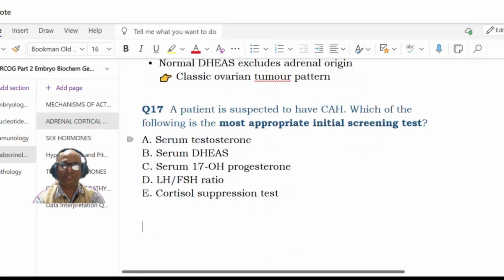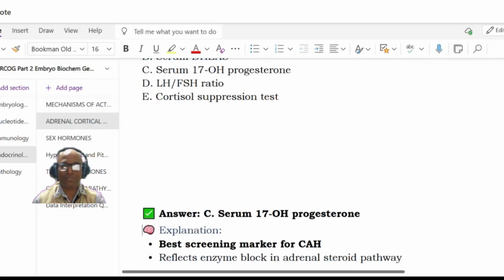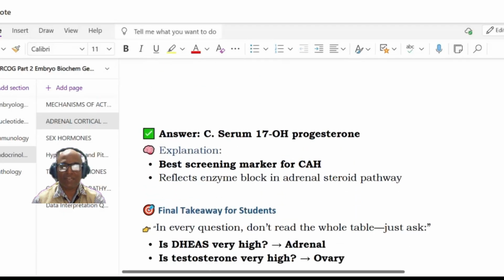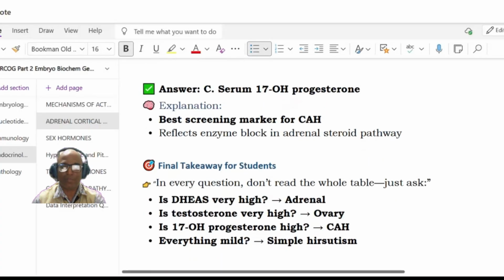Next. A patient is suspected to have congenital adrenal hyperplasia. Which of the following is the most appropriate initial screening test? Serum testosterone, serum DHEAS, serum 17-hydroxyprogesterone, LH/FSH ratio, cortisol suppression test. Sir, option B, serum DHEAS level? Yes, 17-hydroxyprogesterone is the best screening marker for CAH, as it reflects the enzyme block in the adrenal steroid pathway.